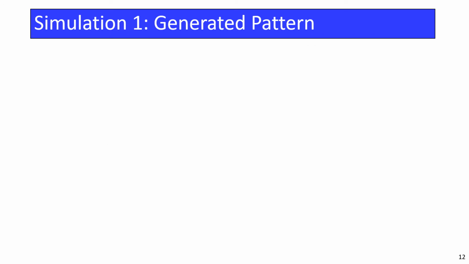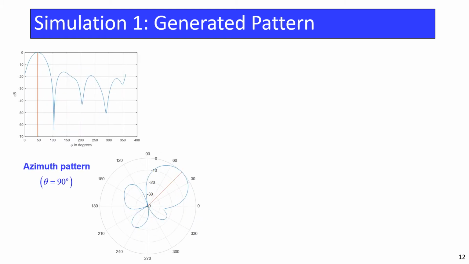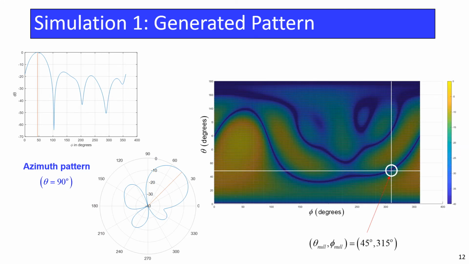The generated pattern at the horizon, that is at the theta equals 90 degree plane, is shown in these plots. Here we see a focused beam at phi equals 45 degrees with maximum side lobe of just about negative 16.26 dB. Meanwhile, the 3D pattern is shown in the color plot. Here the color scheme was truncated to a minimum of negative 40 dB. We see that a very small value of negative 176.18 dB was generated in the given null direction. The beam has a 3D directivity of about 10.90 dB.